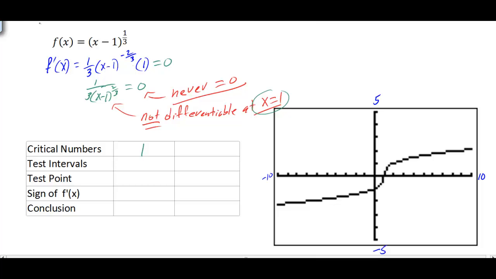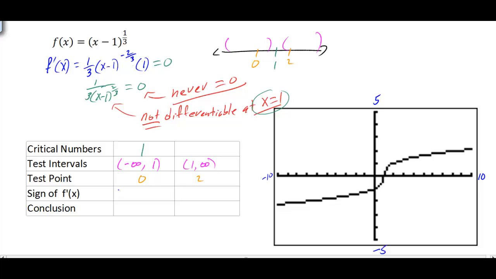So once again, if you think of this on a number line, if we only have one critical number, we simply divide our number line into 2 intervals, and that would be negative infinity to 1 and 1 to positive infinity. So then once again, we need to pick a test point. So any number to the left of 1, I would make it easy on yourself and simply pick 0. And then a number to the right of 1, I would pick 2.